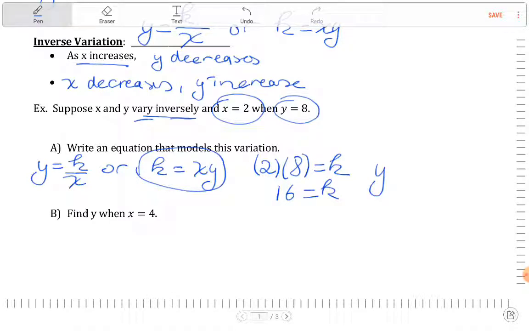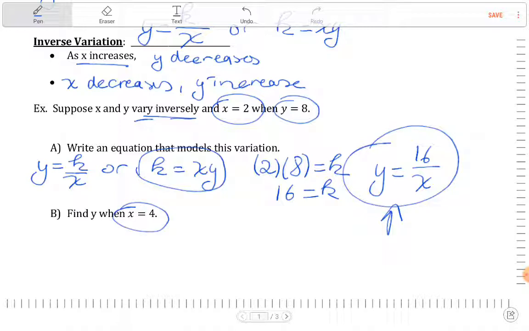I then put it in the y equals form with 16 over x. This is now the equation that will model this variation. I can use this model to find what if x is 4. Then I can find y, which is 16 over 4, and therefore y is 4.